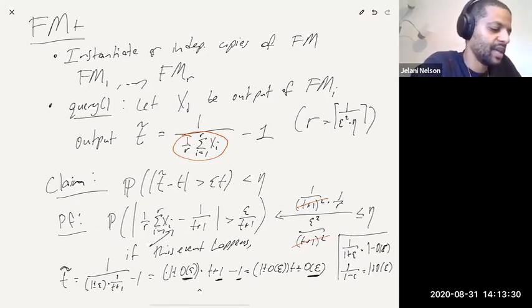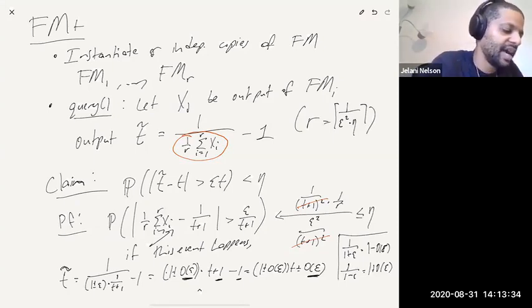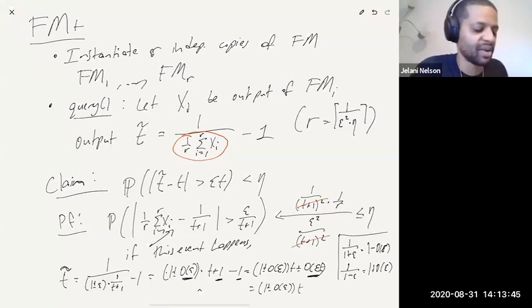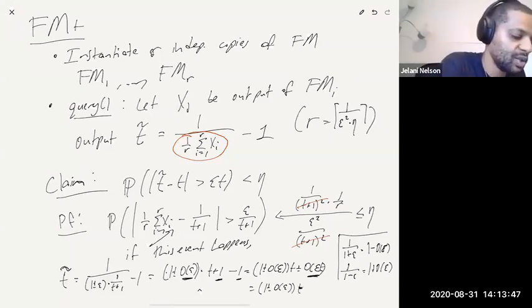Okay. Otherwise, t is at least 1. And if t is at least 1, then O of epsilon is also O of epsilon t. So then this is 1 plus or minus O of epsilon times t, maybe epsilon being adjusted by a factor of 2 or something.